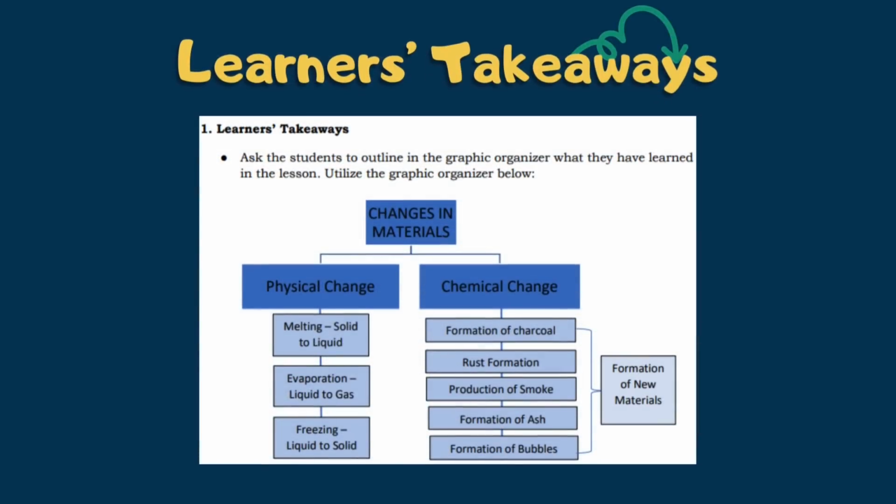For physical change, we have melting, solid to liquid, evaporation, liquid to gas, and freezing, liquid to solid. Then for chemical change, we have formation of charcoal, rust formation, production of smoke, formation of ash, and formation of bubbles, which leads to formation of new materials.